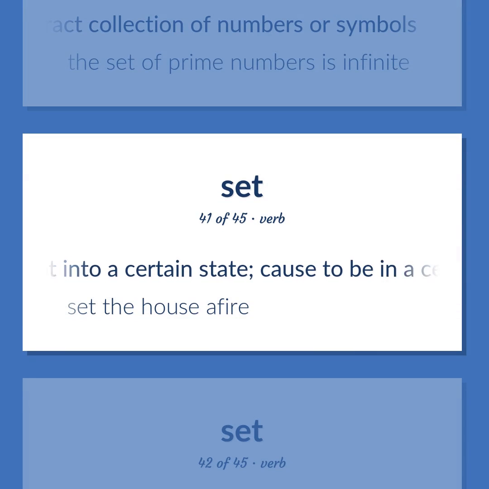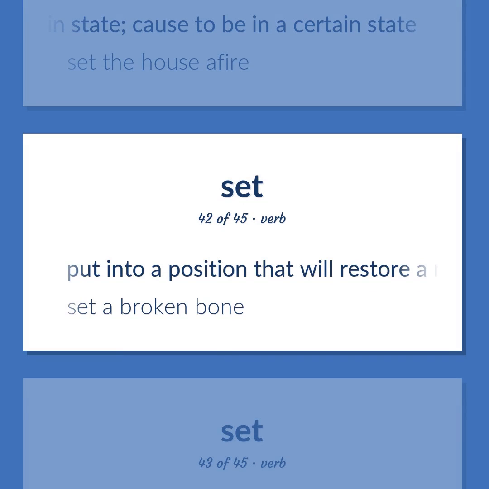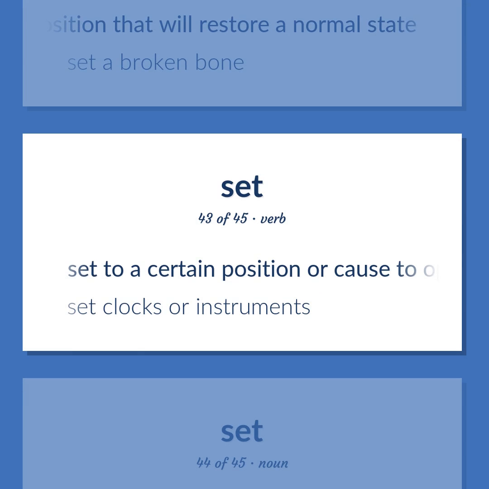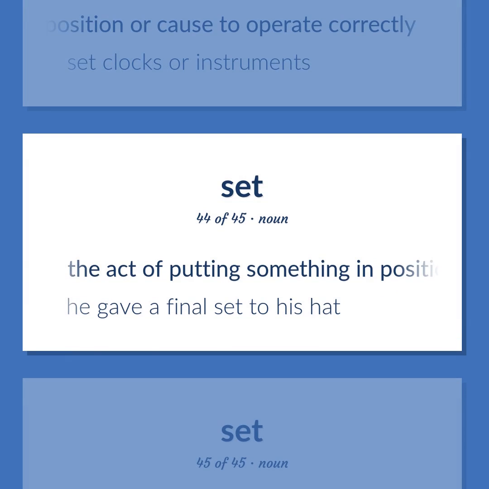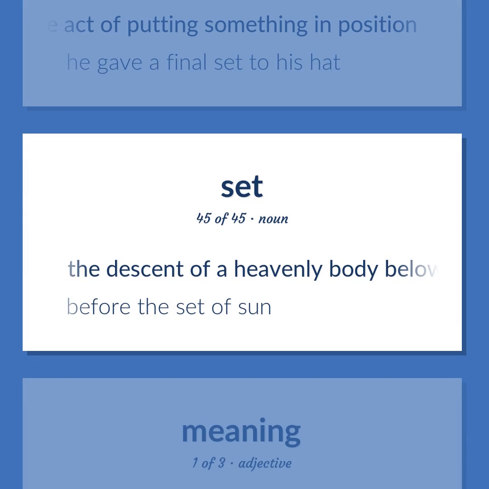Put into a certain state. Cause to be in a certain state. Set the house afire. Put into a position that will restore a normal state. Set a broken bone. Set to a certain position or cause to operate correctly. Set clocks or instruments. The act of putting something in position. He gave a final set to his hat. The descent of a heavenly body below the horizon. Before the set of sun.